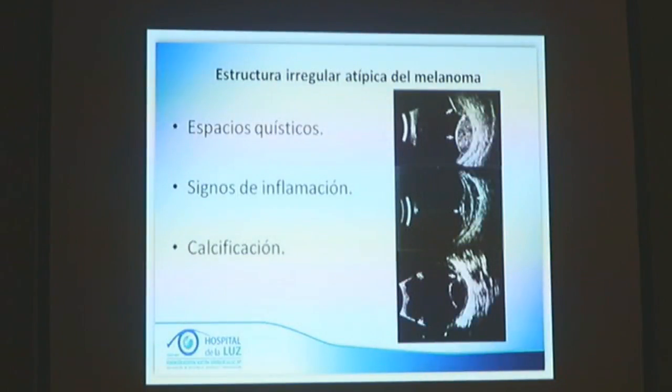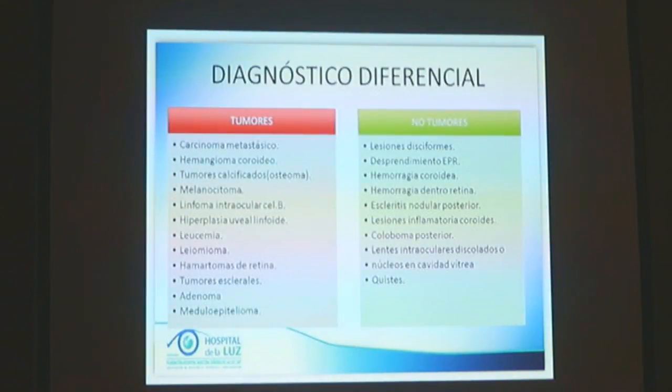Puede tener también espacios quísticos, es lo menos frecuente. Puede haber datos de inflamaciones a nivel subcoroideo e inclusive puede tener calcificaciones. Estos son algunos patrones atípicos que puede llegar a presentar. La diferenciación del tumor puede ser con todo ese tipo de tumoraciones, pero la diferenciación más importante es con el melanocitoma. Clínicamente se ven muy parecidos, pero ecográficamente son diferentes.